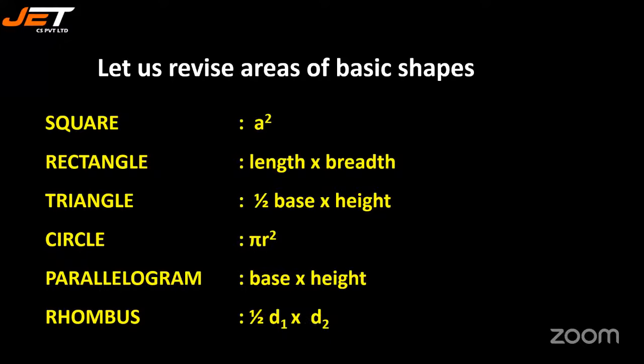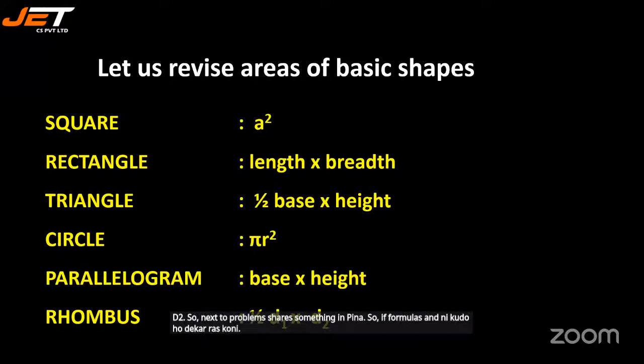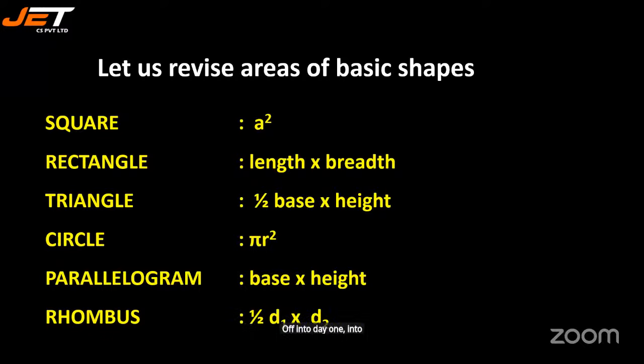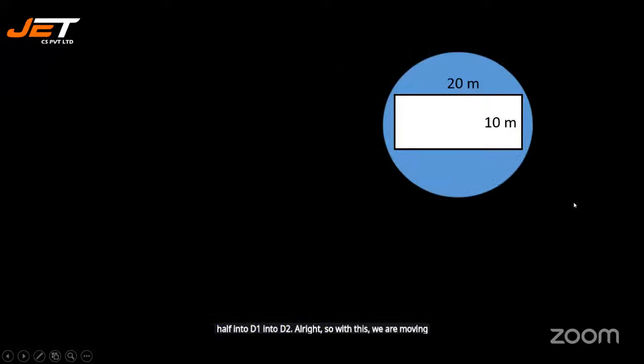Parallelogram is base into height, rhombus is half d1 into d2. So next we will do problems on this. Write all these formulas in one place. Half into d1 into d2 for rhombus. D means diagonals. A rhombus has two diagonals, so the area is half into d1 into d2. With this we are moving on to our problems.